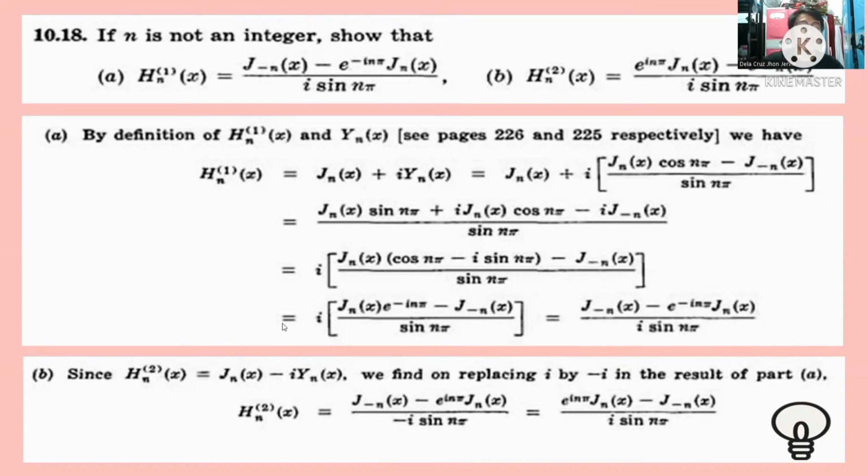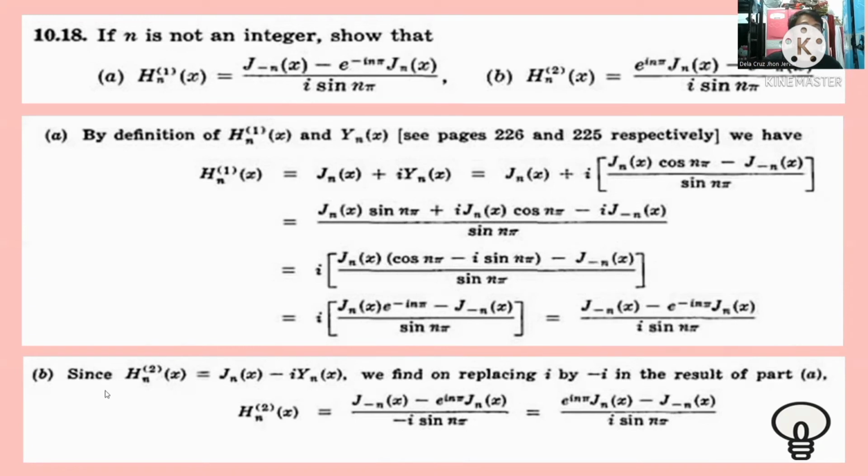Equals naman siya sa i column j sub n parenthesis x e raised to negative i n pi minus j sub negative n parenthesis x over sin n pi column, equal siya sa j sub negative n parenthesis x minus e raised to negative i n pi j sub n parenthesis x over i sin n pi.